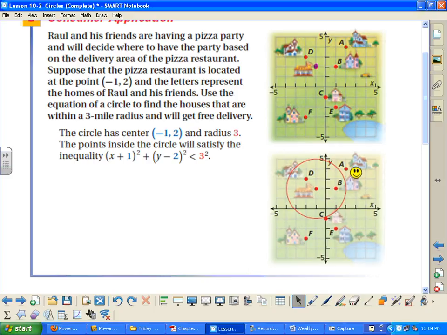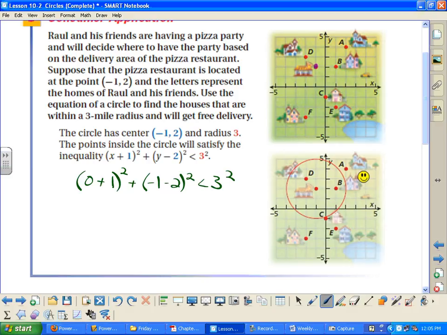Okay? So let's talk about letter C, or where C is at for a second. C is at the point (0, -1). So we're going to use this inequality to see if C fits inside there. Since C is at (0, -1), I'll put 0 in for x and -1 in for y. And I want to see if this is going to be a true statement or not. Like I said, this is right in your book.